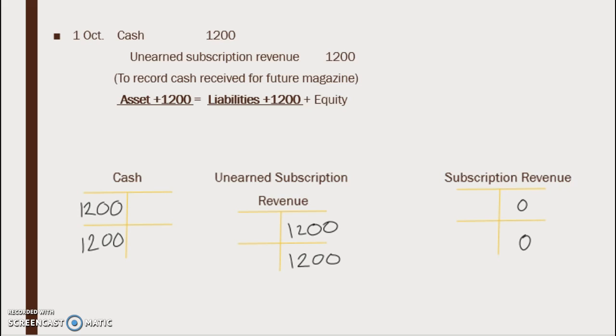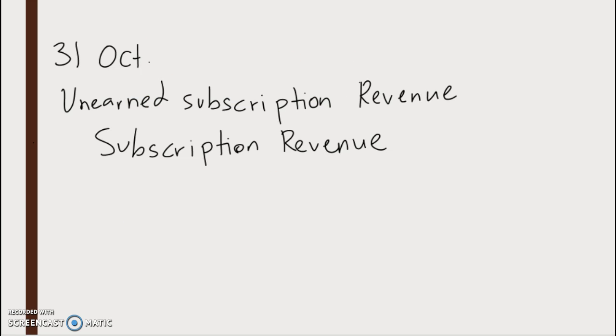And this is all to record cash received for future magazine. On the T account will be on debit side 1,200 in cash and unearned subscription revenue 1,200 on the credit side. Let's add that to the new adjusted journal entry.